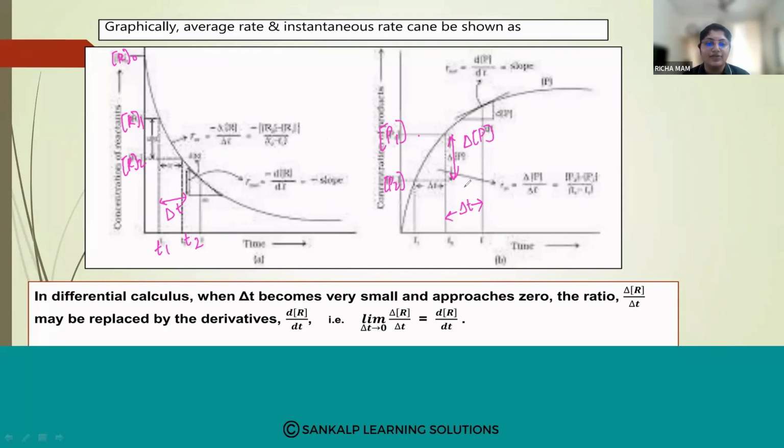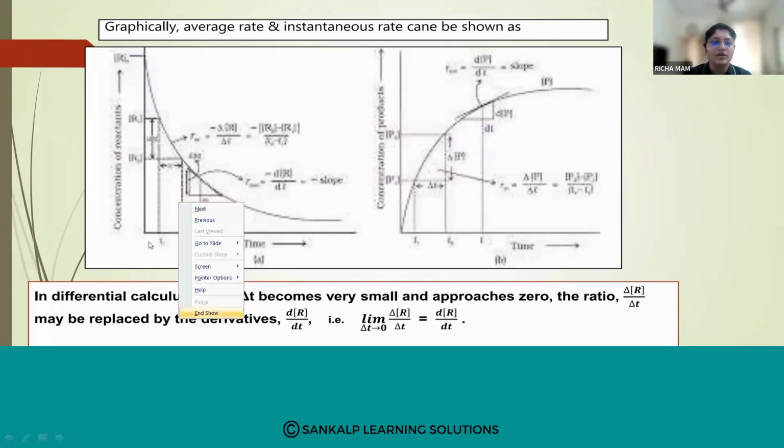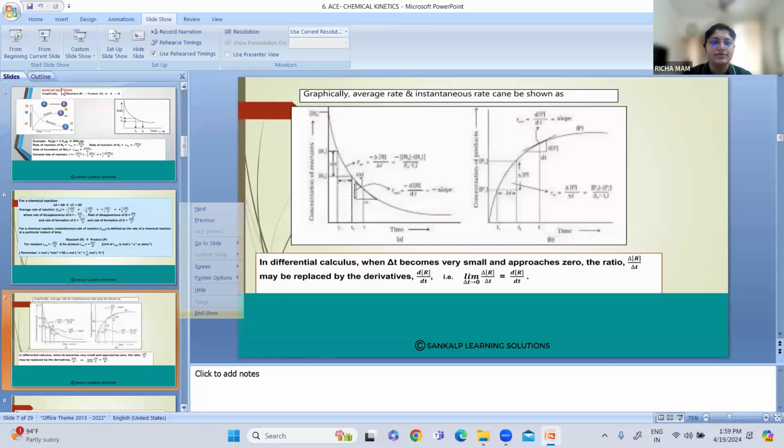This is the graph which represents your average rate. When we write the average rate, this is the condition. Now, how to write the average rate? Suppose I give you a question like this.